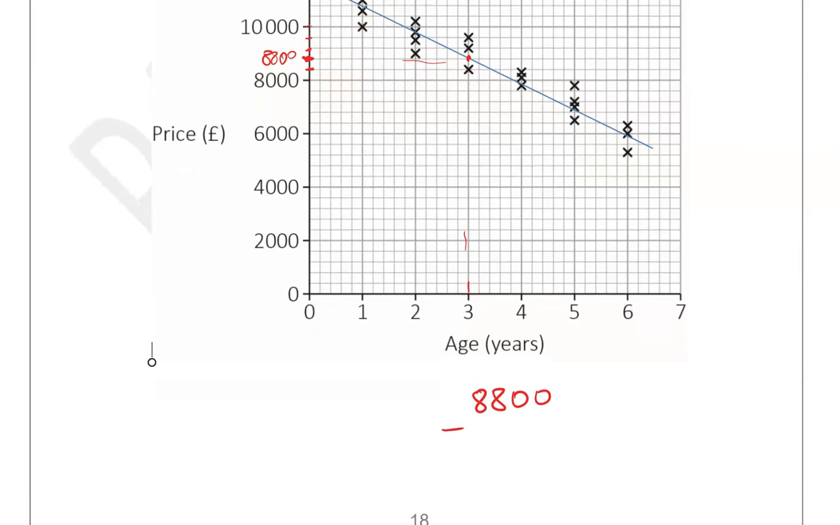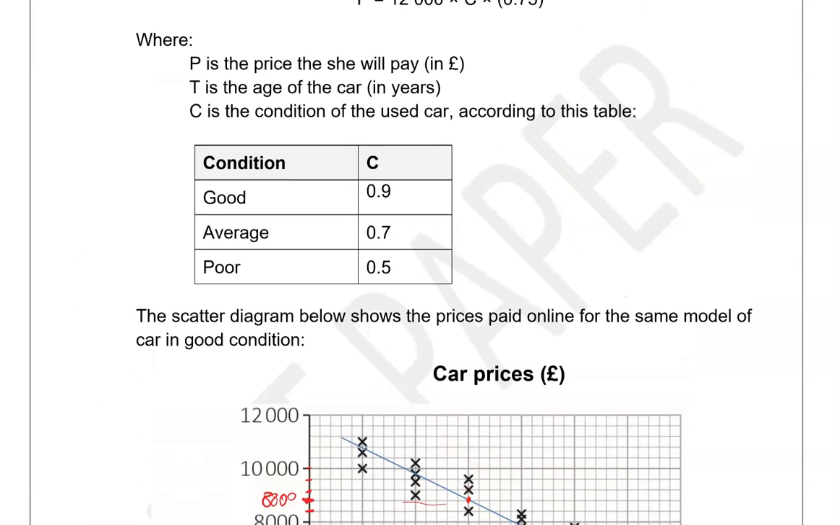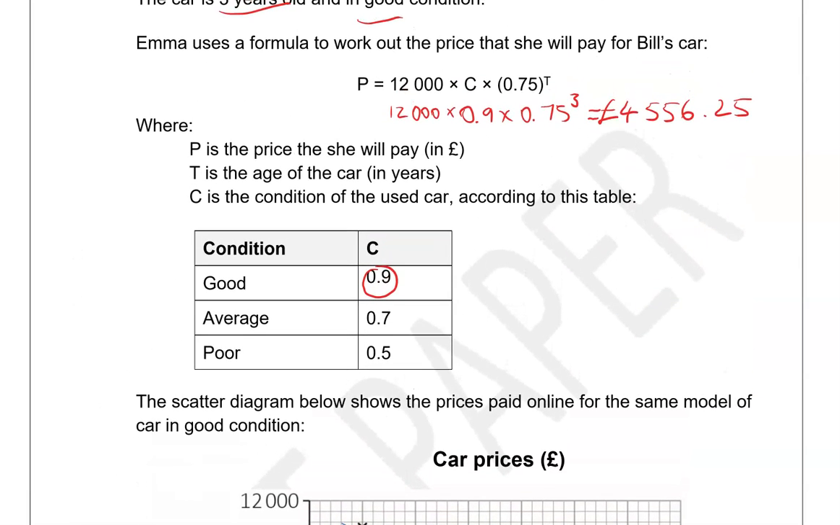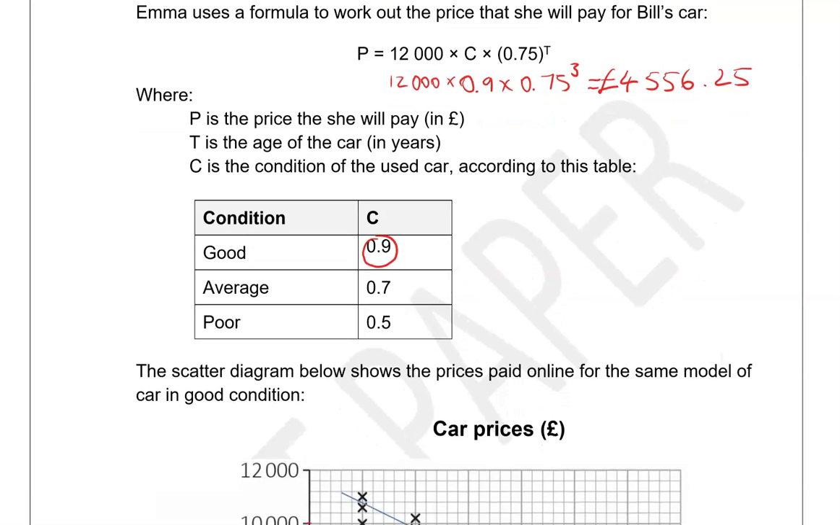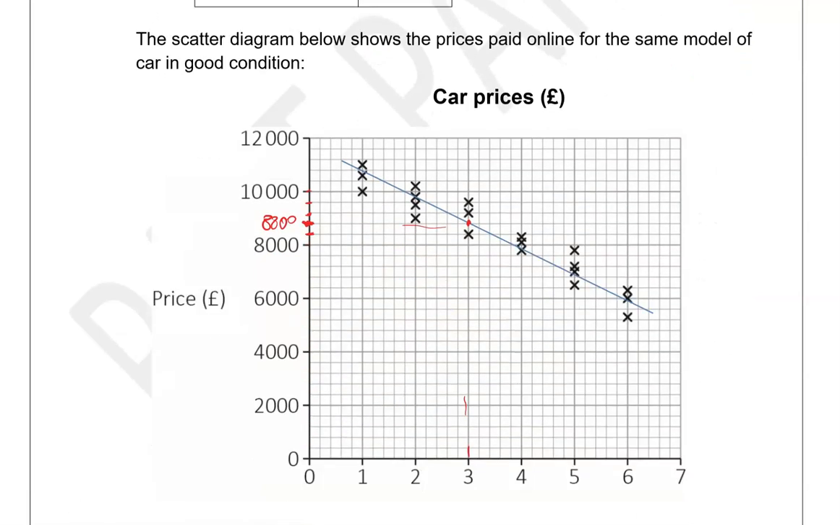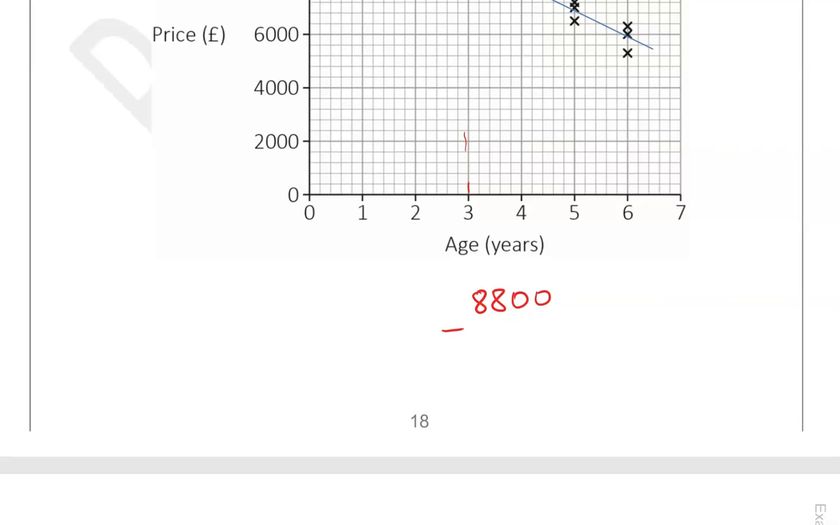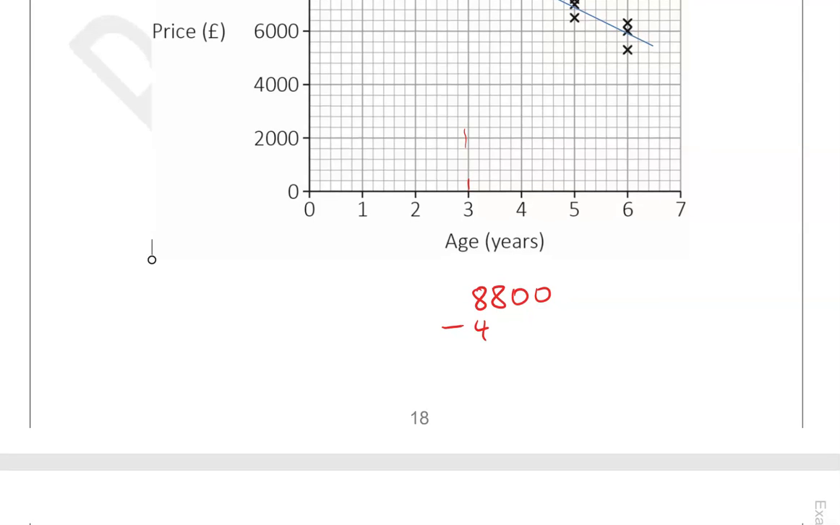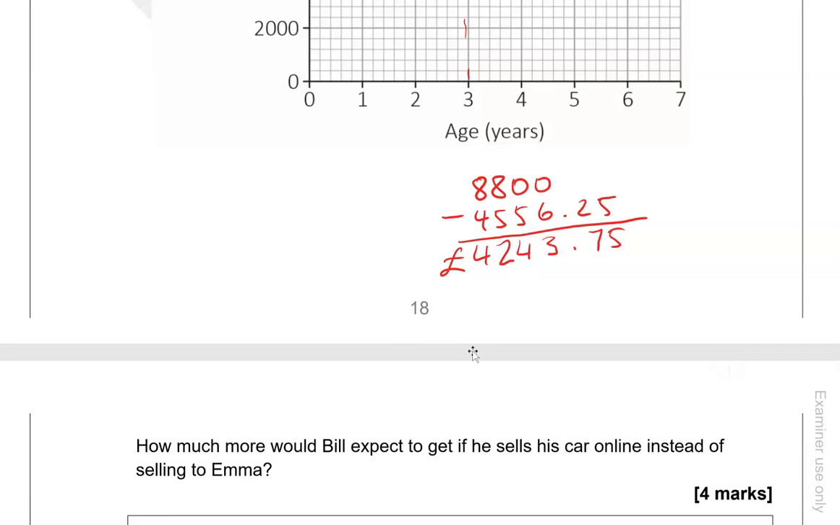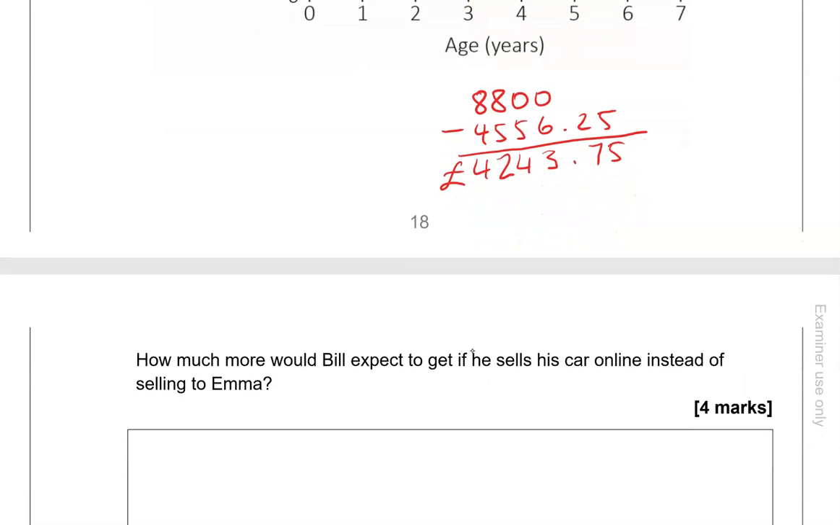8,800, if we take away how much Emma will pay, which is 4,556 and 25 pence, gives us £4,243 and 75 pence. So that's how much more.